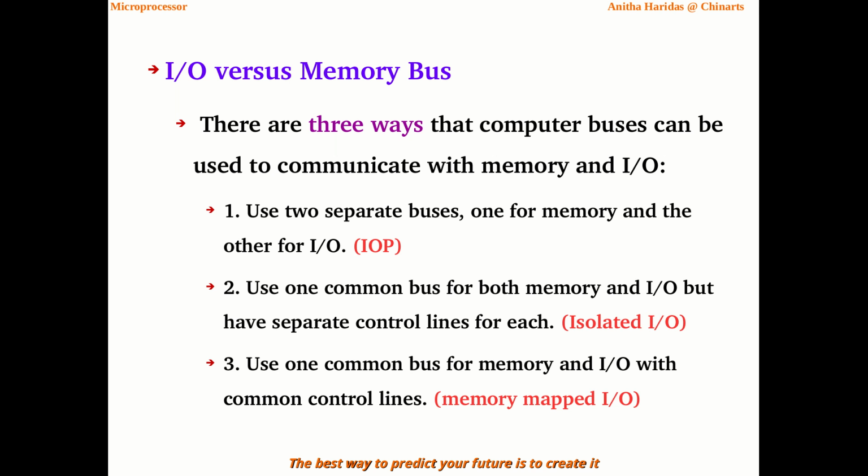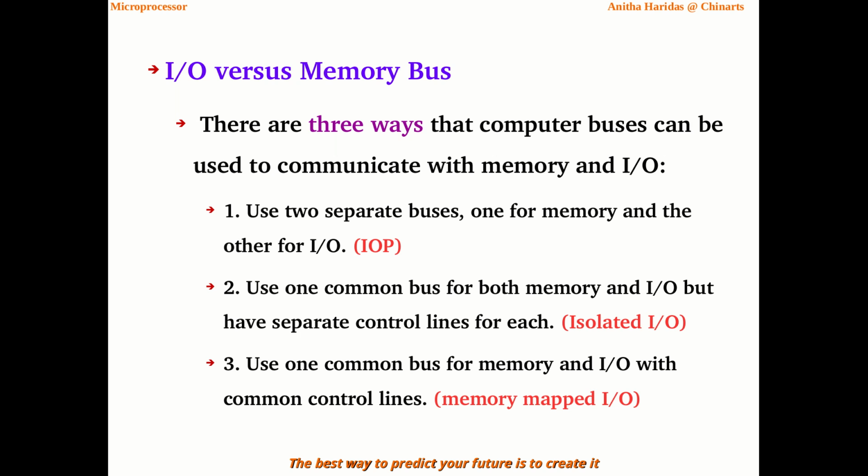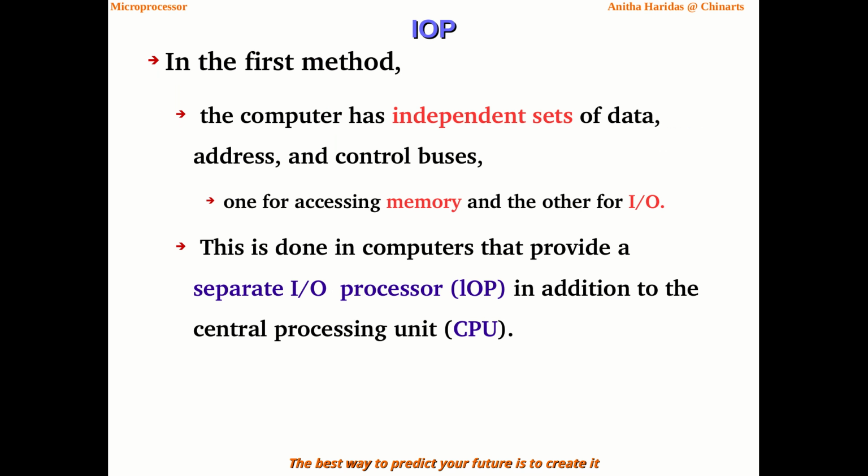So three ways of organizing the buses. One, we can have two separate buses. One will be handling the input-output devices, the other will be handling the memory. The second way is we can have a common bus for both memory and input-output, but the control lines will be separate for each. And the third way is we can have common data, address and control bus between the memory and the input-output devices for the processor. So we are going to discuss in detail how these three ways that the computer bus can be used to communicate with memory and input-output is designed.